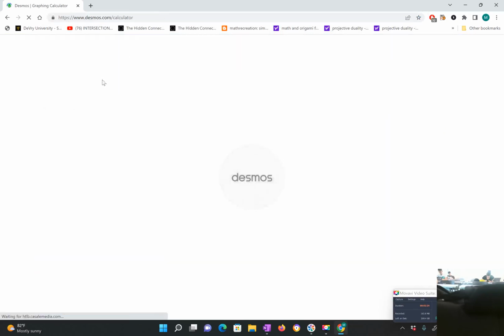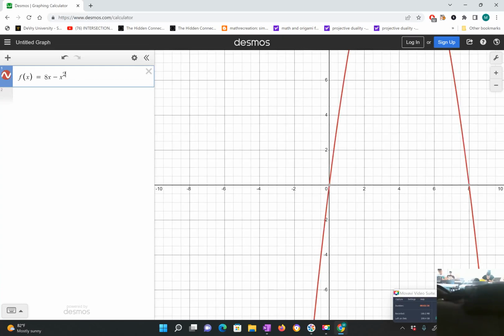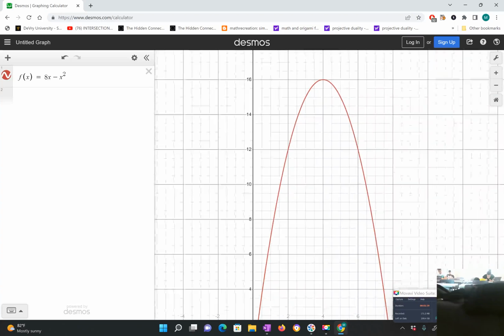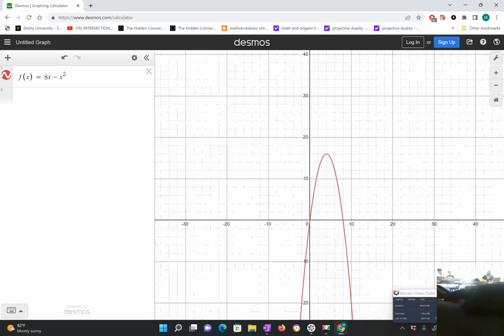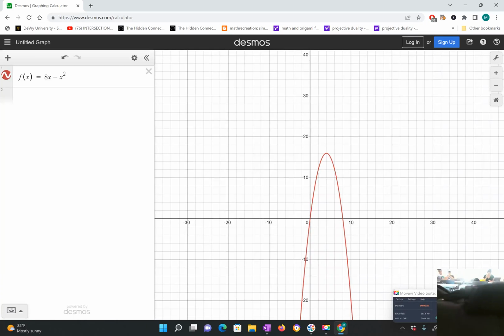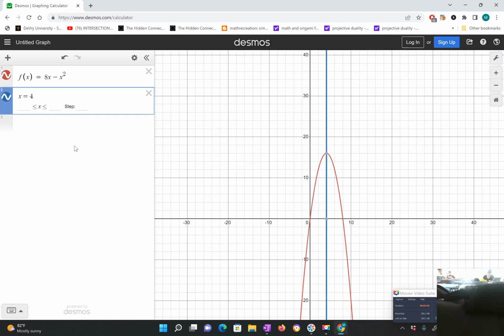Okay, and then what I'm going to do here is graph f of x is equal to 8x minus x squared. If you notice, this is what you get. Basically a parabola. If you notice the values here, let me see if I can pinch this in just a little bit. So the value here at x equals 4 is what I'm interested in. And this is what I need you to understand.